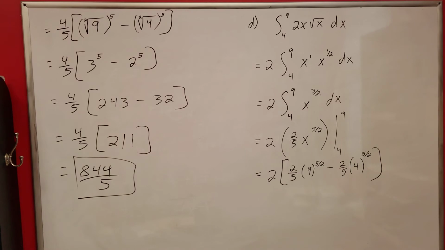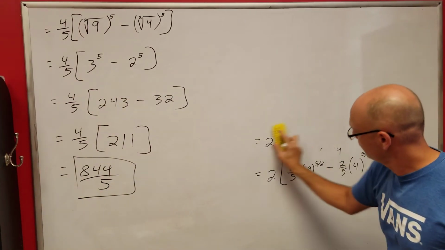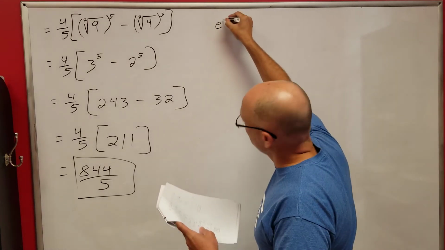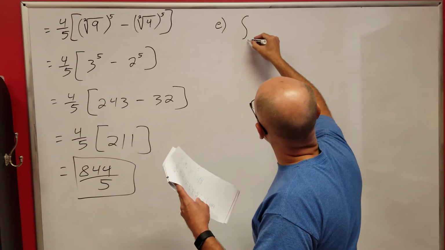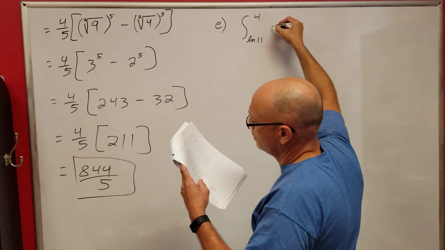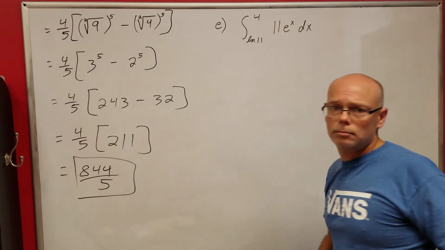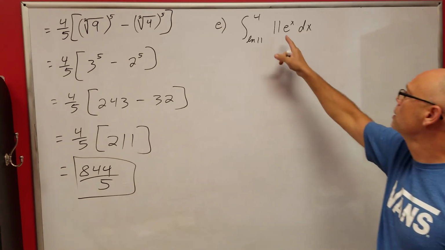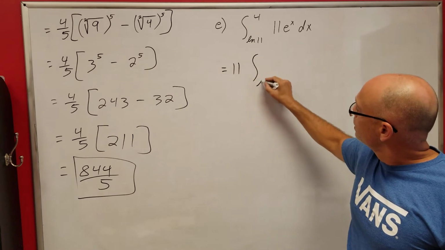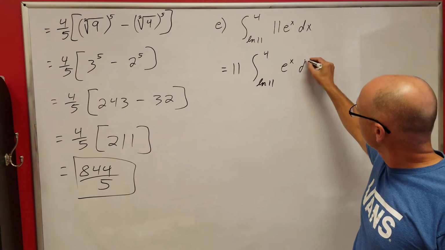Part E is an elephant. Let's see. Let's evaluate the integral from natural log of 11 to 4 of 11 e to the x. All right, first thing I like to do, pull that constant factor out. Write this as 11 times the integral from natural log of 11 to 4 of e to the x dx.